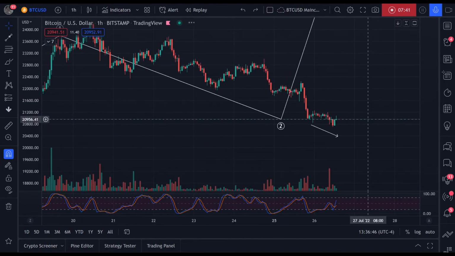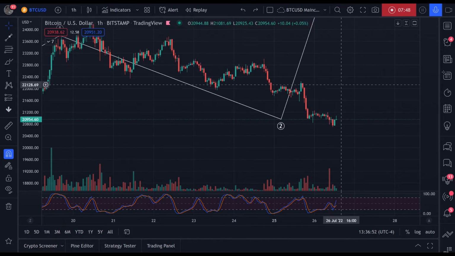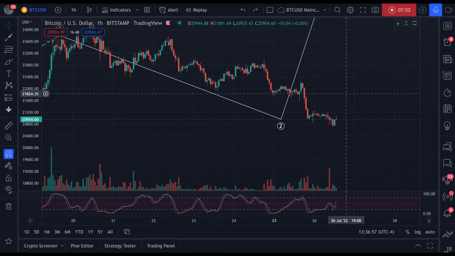However, this is essentially what I'm looking at. I'm looking at that strong bullish divergence on the hourly time frame, okay? Now the question is, how high will that bullish divergence take us? Will we get some volume behind these moves, okay?